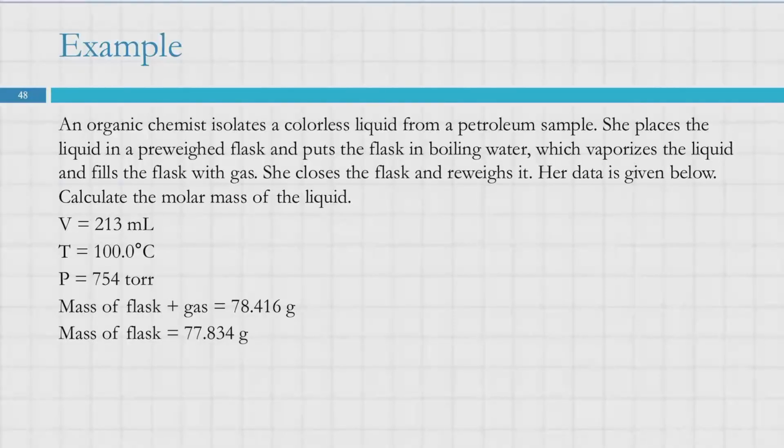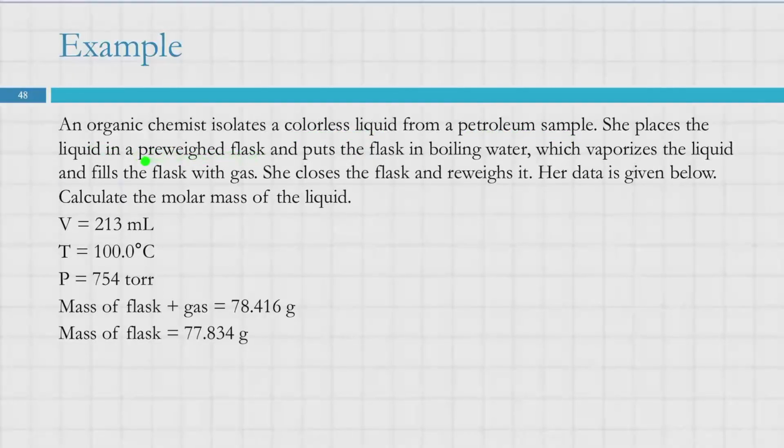Something that we could do. This might be similar to how we do something in a lab. I don't know if we do this in our lab here specifically, but other labs might do something like this. So let's say that we have an organic chemist. Our organic chemist isolates a colorless liquid from a petroleum sample.